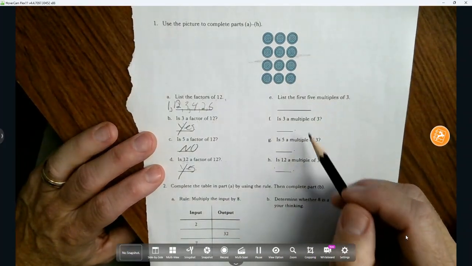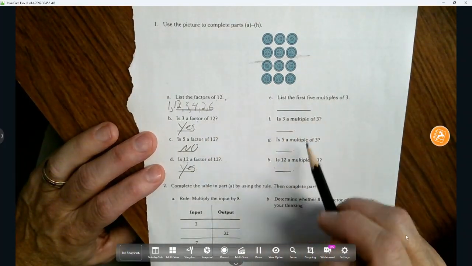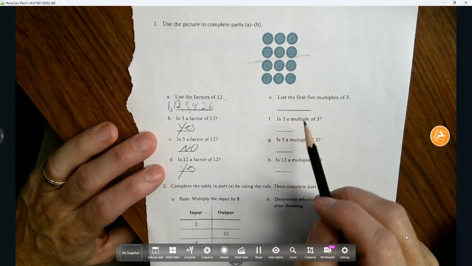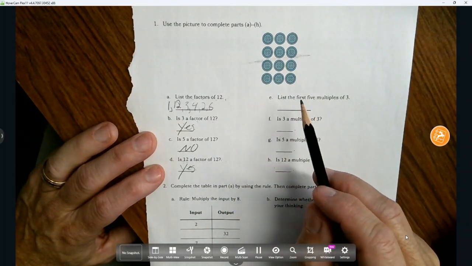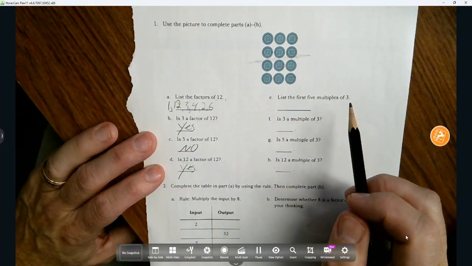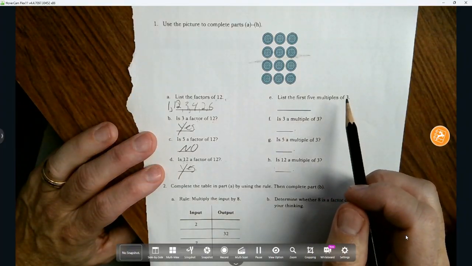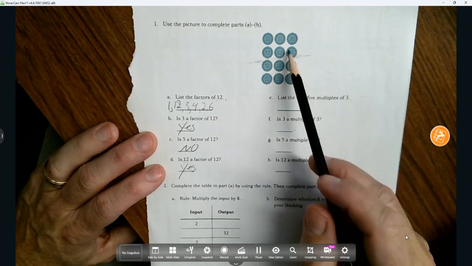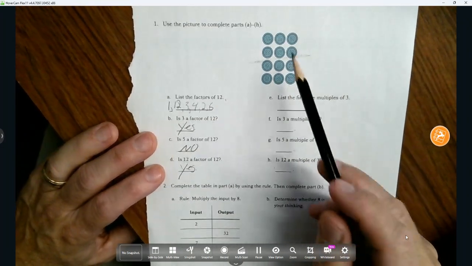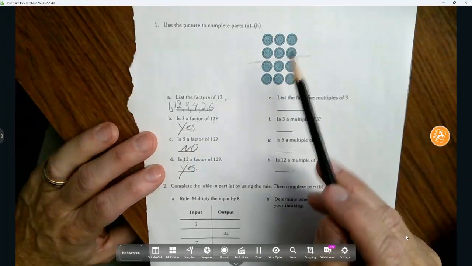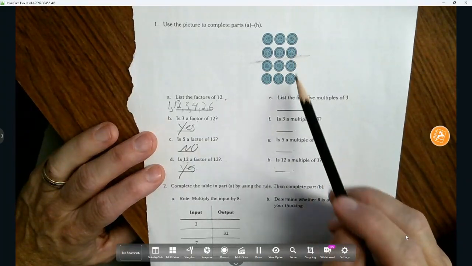All right, do the same thing on the other side over here like we just did over here. Well, it changes a little bit. It says list the first 5 multiples of 3. Well, you have the first 4 multiples of 3 right here. This can help you. Use this. Let this be your guide.